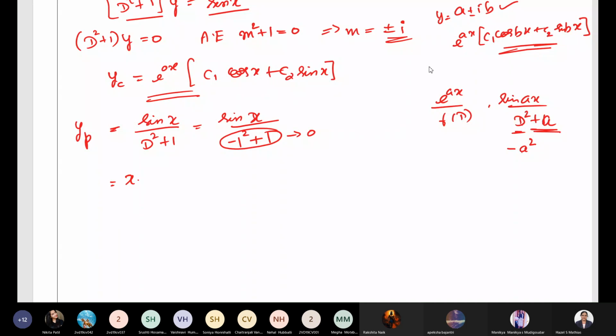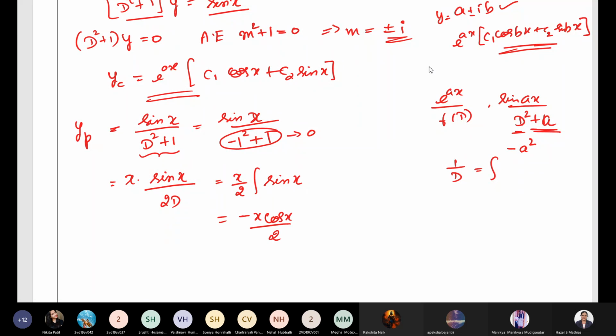When the denominator becomes equal to 0, we have to multiply by the variable x into sin x, then differentiate the denominator. Differentiation of d square plus 1 is 2d. So we will have x by 2 into 1 by d sin x, and 1 by d stands for integration. So it is integration of sin x, which is minus cos x. So you get minus x cos x divided by 2 as the particular integral.